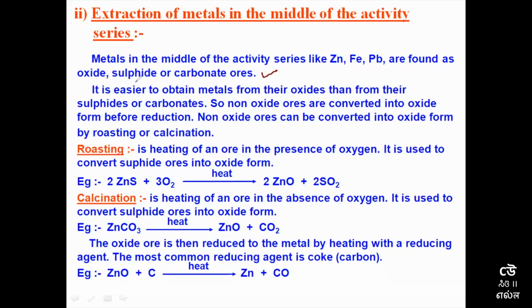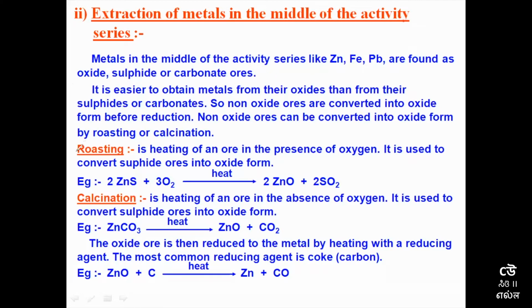So we will say that non-oxide ores are converted into oxides. That means sulfide ore and carbonate ore are first converted into oxide form before reduction. Non-oxide ore can be converted into oxide form by roasting or by calcination. Always remember, when there will be a carbonate ore, calcination will be carried out. When there is a sulfide ore, roasting would be carried out.